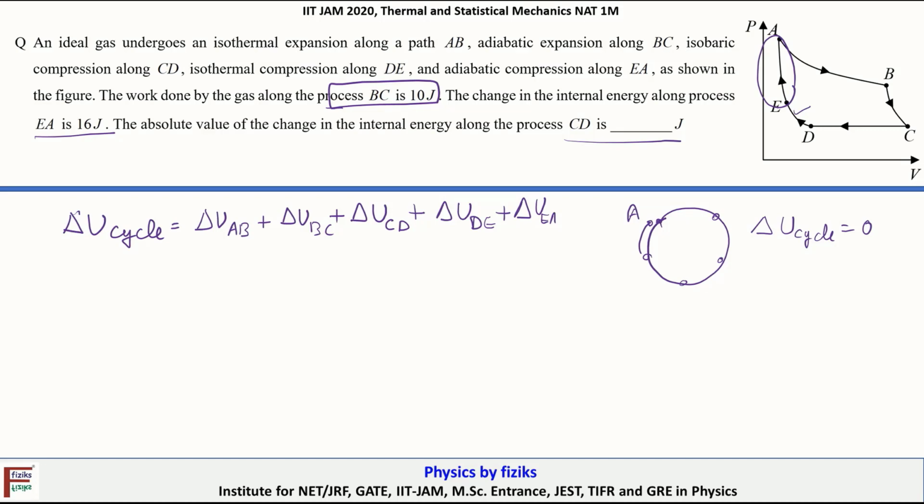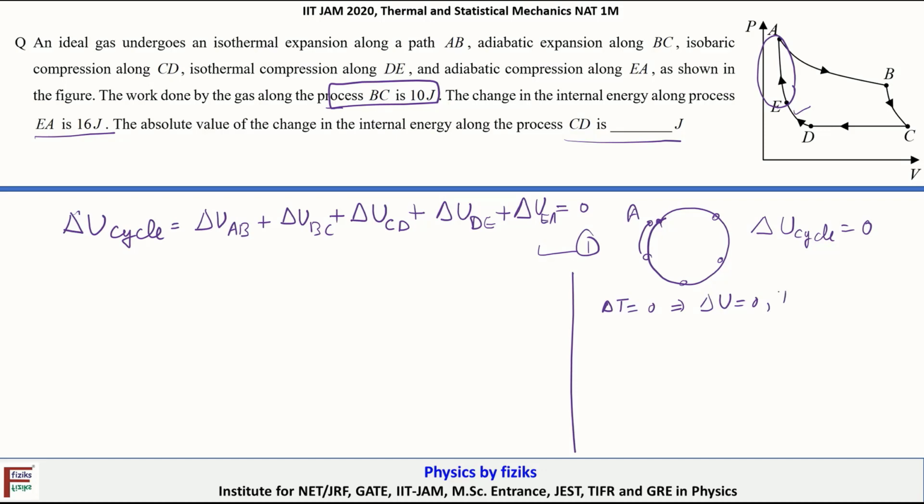And this should be equal to how much? This should be equal to 0. Now let's call this equation 1. Now what kind of process is AB? AB is an isothermal process, and D to E is also an isothermal process. So in an isothermal process, delta T is equal to 0. This implies delta U is also 0.